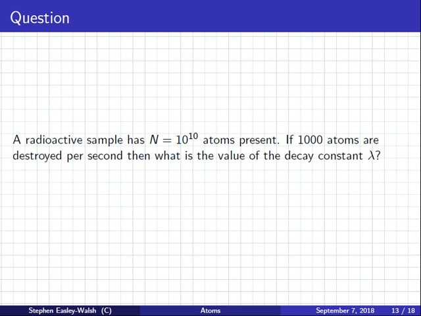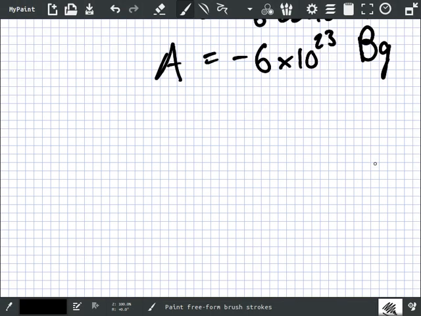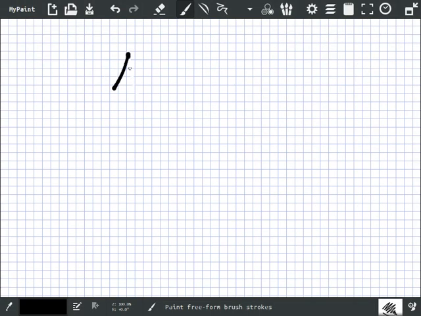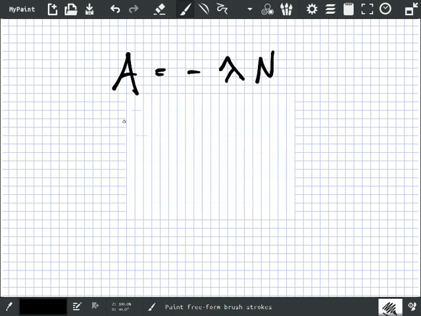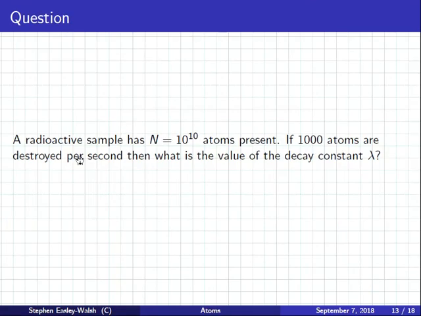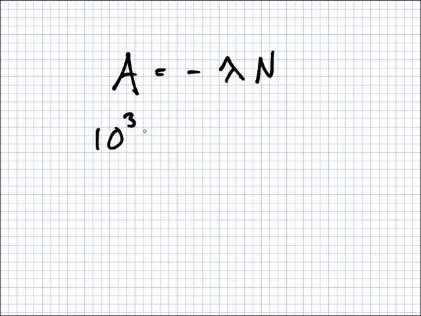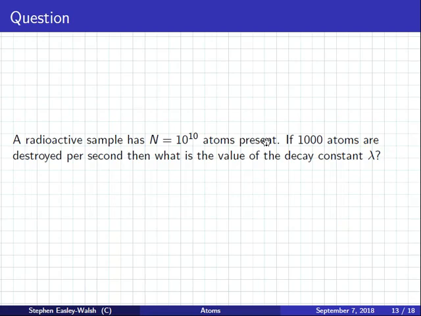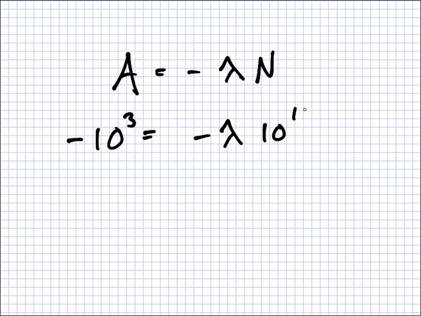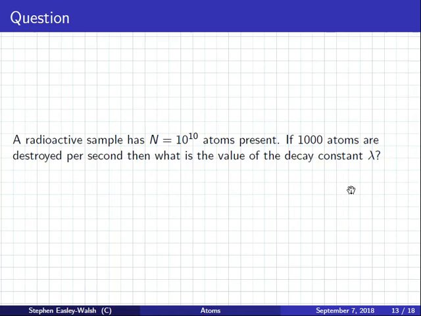So, if I use the formula A equals minus lambda N, what's the A here? 1,000 atoms are destroyed per second, so that's 10 to the 3. Is it minus? Very good, you're right, minus. And the N is 10 to the 10. So the lambda looks like it's 10 to the minus 7 per second. Okay, that's fine.